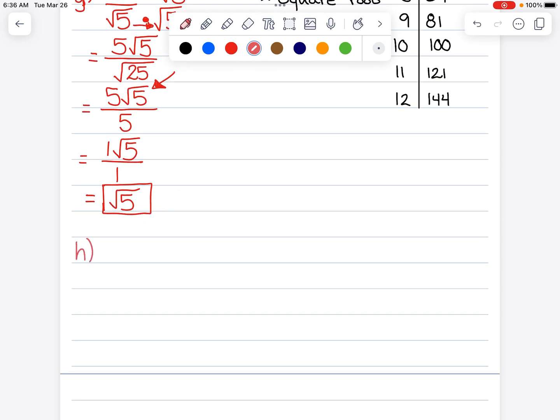Okay, a few more examples of simplifying and we are done. So 7 over 4 square root of 3.